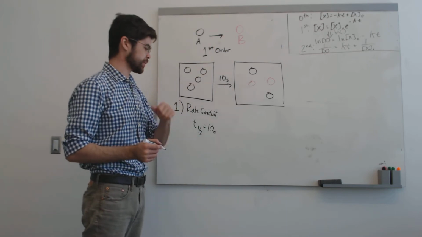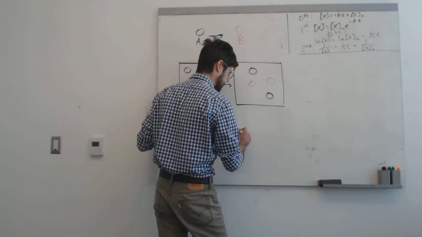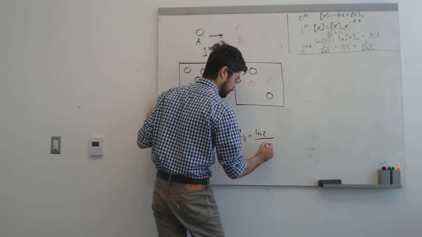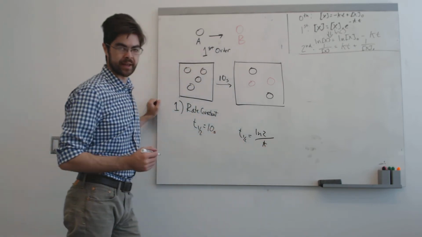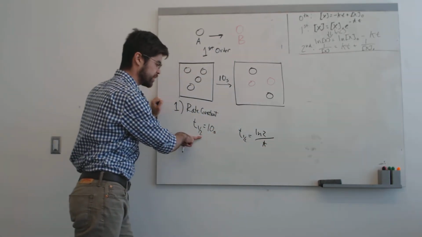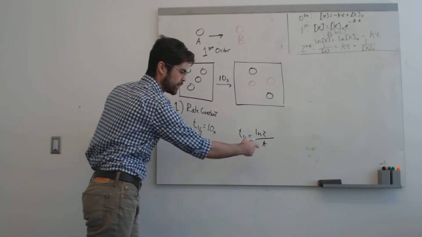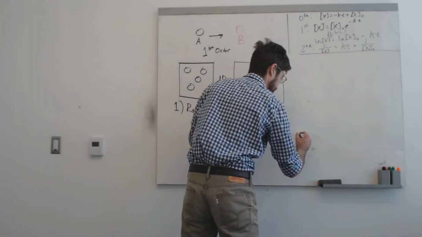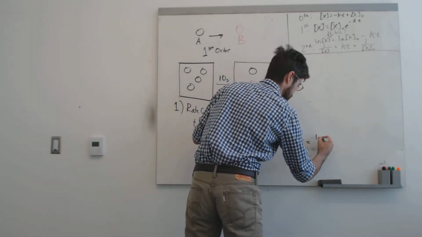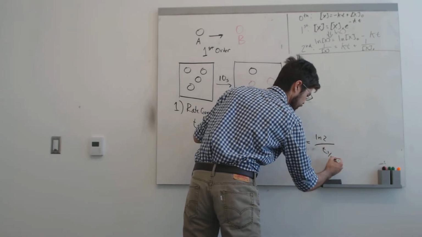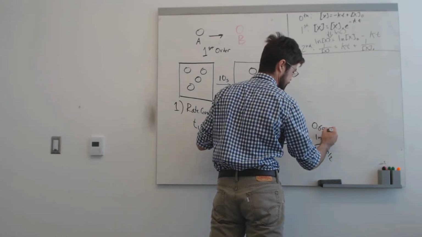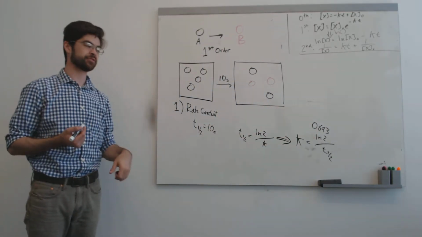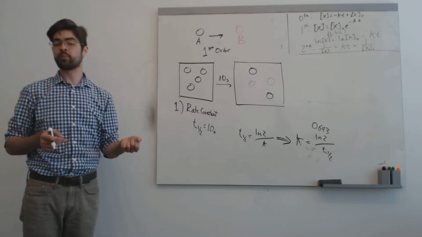But I also know from the integrated rate law that the half-life of a first-order reaction is equal to the natural log of 2 over K, over the rate constant. So we know the half-life is 10 seconds, so I can determine the rate constant just by rearranging this and solving for K is equal to natural log of 2 over the half-life. Natural log of 2 is 0.693, so then I can just divide 0.693 by the half-life, which was 10 seconds. So that's one way to do it.